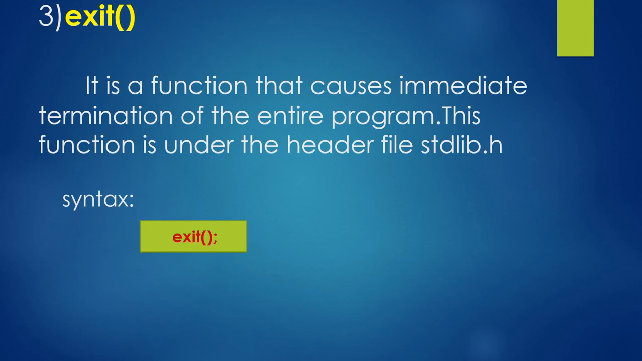Third one, the exit function. It is a function, that is, there is a function symbol. The exit function is used to exit from the program. What is the difference between break and exit? Break is used to exit from the loop. Exit is used to exit from the whole program. That is the difference. Exit is used to exit from the entire program, but break exits from the loop.